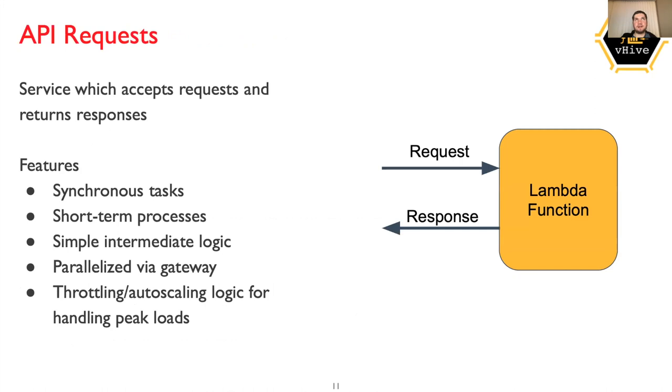So let's take a closer look at API requests. API requests are pretty straightforward. We have a Lambda function, we have an incoming request, and the Lambda function processes it and produces the response. Main features: it works best with synchronous tasks because we have to process it within some amount of time, and for simple intermediate logic, because we are bounded by the time we need to produce the response. It can be parallelized by the API gateway, basically by how we make requests to Lambda. And we can use some throttling or auto-scaling logic for handling peak loads.